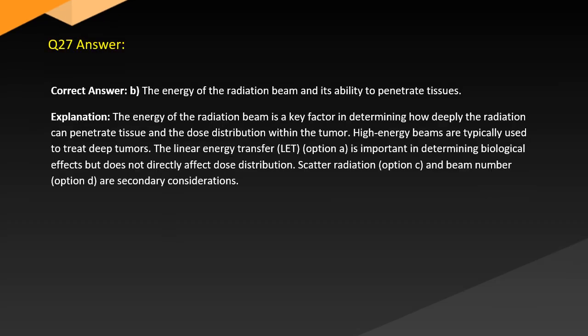Answer. Correct answer: B. The energy of the radiation beam and its ability to penetrate tissues. Explanation: The energy of the radiation beam is a key factor in determining how deeply the radiation can penetrate tissue and the dose distribution within the tumor. High energy beams are typically used to treat deep tumors. The linear energy transfer, option A, is important in determining biological effects, but does not directly affect dose distribution. Scatter radiation, option C, and beam number, option D, are secondary considerations.